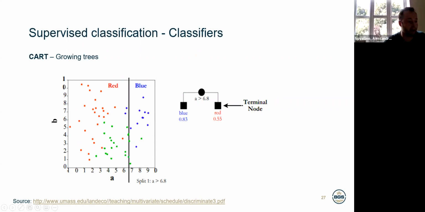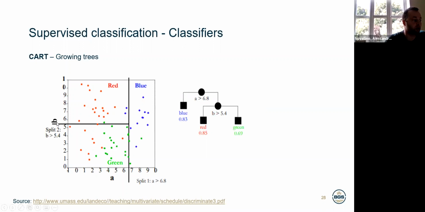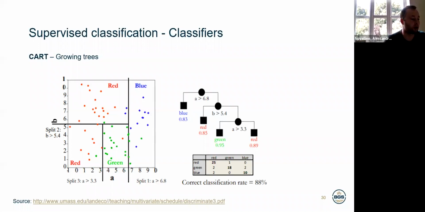Then, of course, we can add other questions. We can also add other band information and split again. If band B is above 5.4, let's define red here. If it's below, it will be green. Again, we can add other nodes, so you can easily split again and again. You can see this tree can grow and grow. Then we have our calculation of the error: how many, for example, red pixels have been classified wrong, and the same for green and blue.